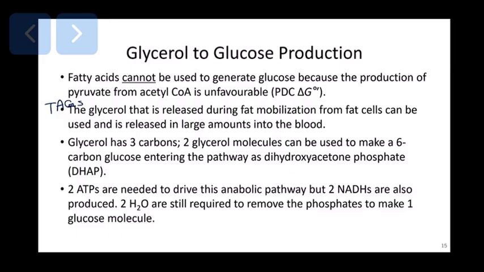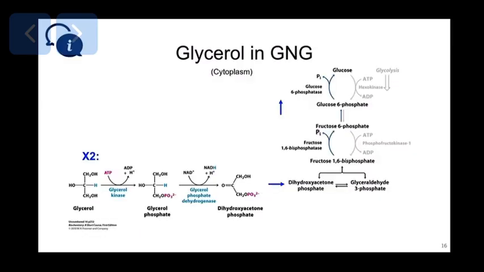Okay? It's also going to be an anabolic pathway, but we don't need as much energy, so it's a little bit more efficient in terms of making that glucose. You're only going to need 2 ATPs to add phosphates on, and then we're also going to make 2 NADHs. We'll still require those 2 water molecules to remove the phosphates at the end of gluconeogenesis. So looking at this pathway, again, you don't need to know all of the steps, but I just wanted to show them so you have an appreciation of what's happening, right?